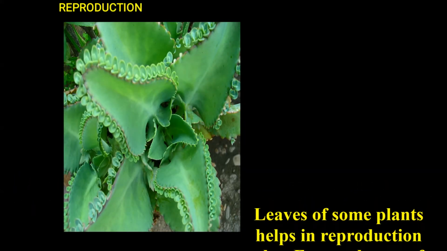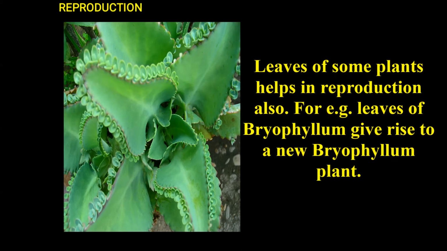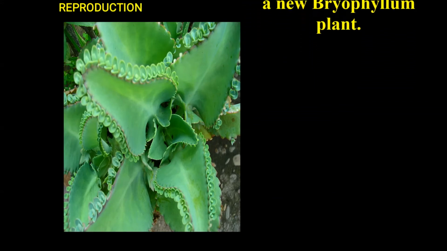Leaves also perform a function in reproduction. Leaves of some plants help in reproduction also. Example: leaves of bryophyllum give rise to a new baby plant.